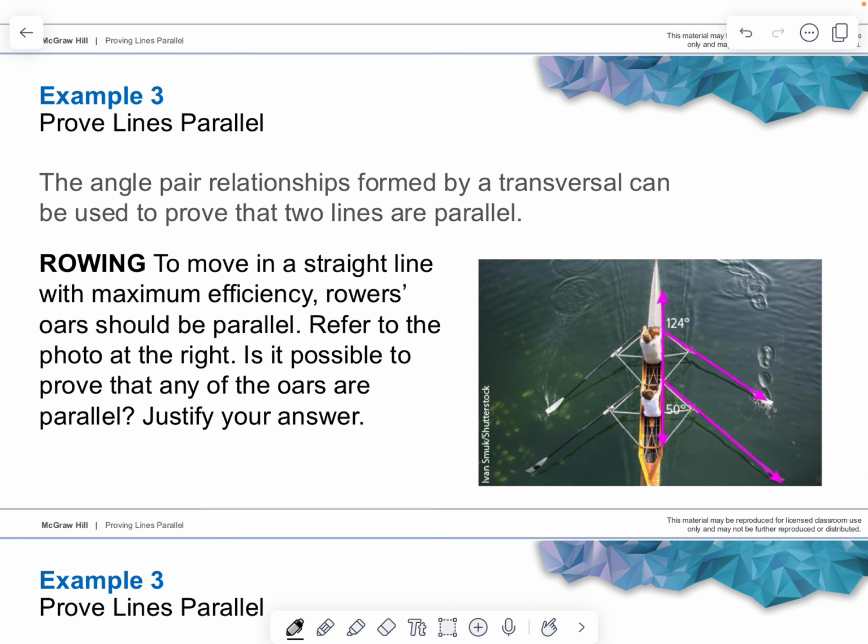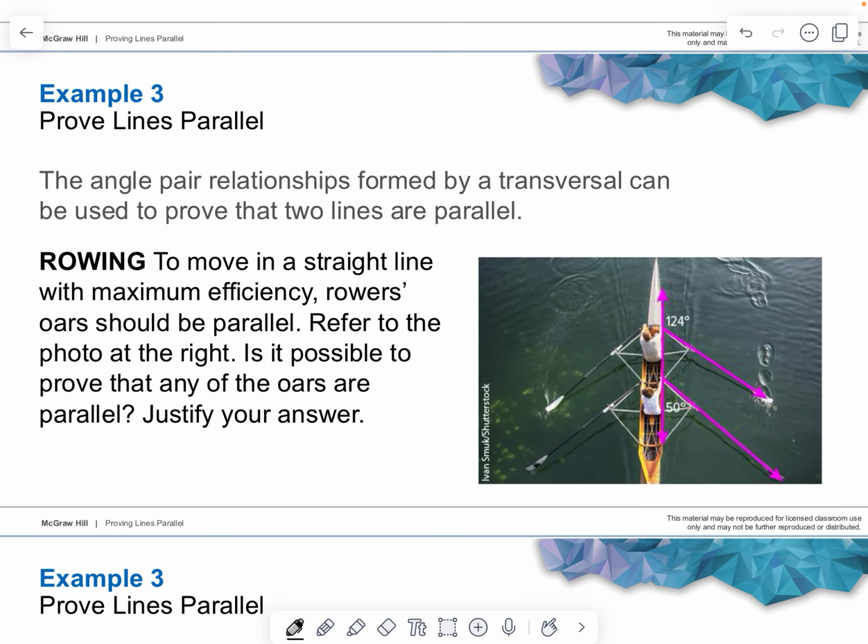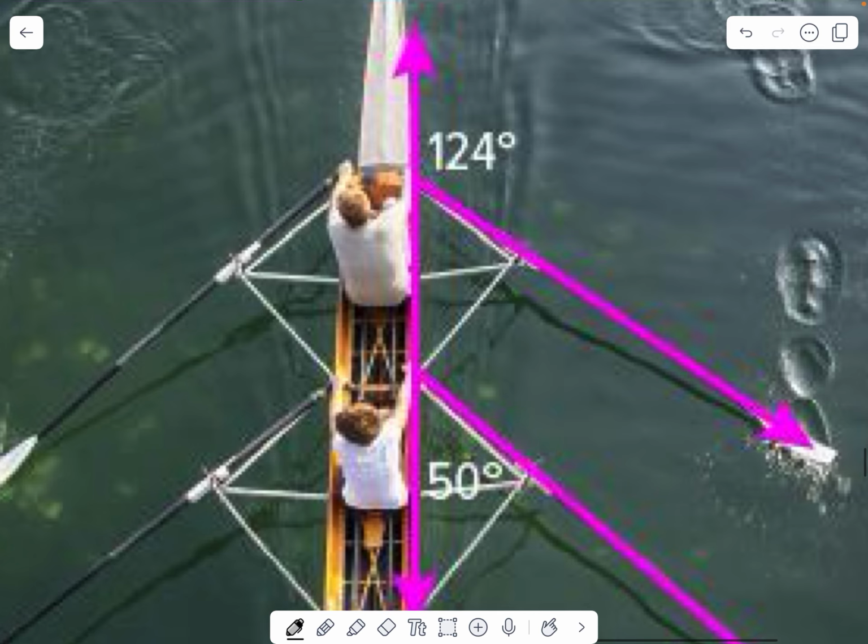And for 3, to move in a straight line with maximum efficiency, rowers' oars should be parallel. Refer to the photo at the right. Is it possible to prove that any of the oars are parallel? Justify your answer. So they tell us that this one is 124 and this one is 50. Because we know that this one is a straight line. That's 124 and this is 50. Is it possible to show that any of the oars are parallel?